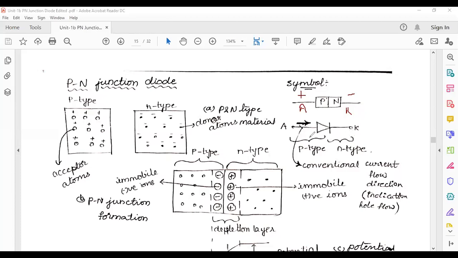This is the P-type material and this is the N-type material.